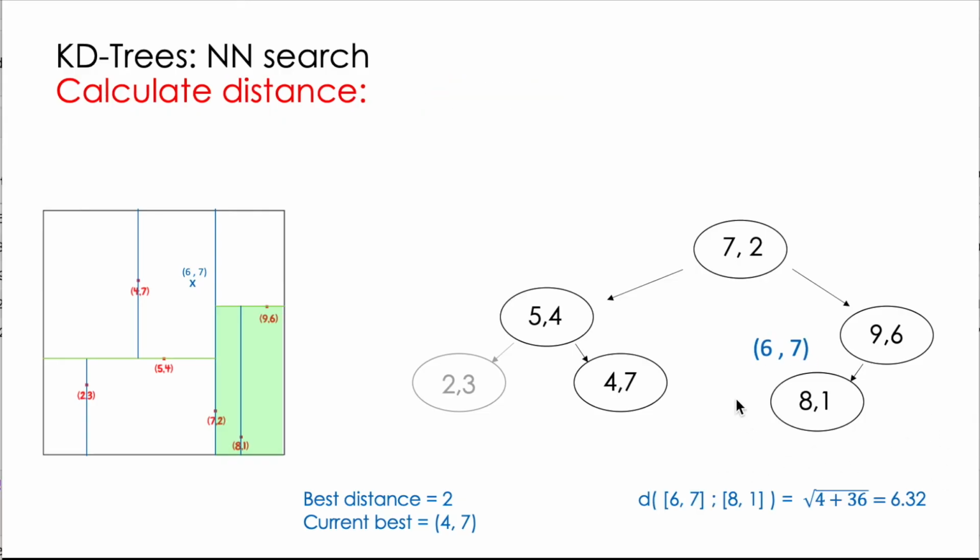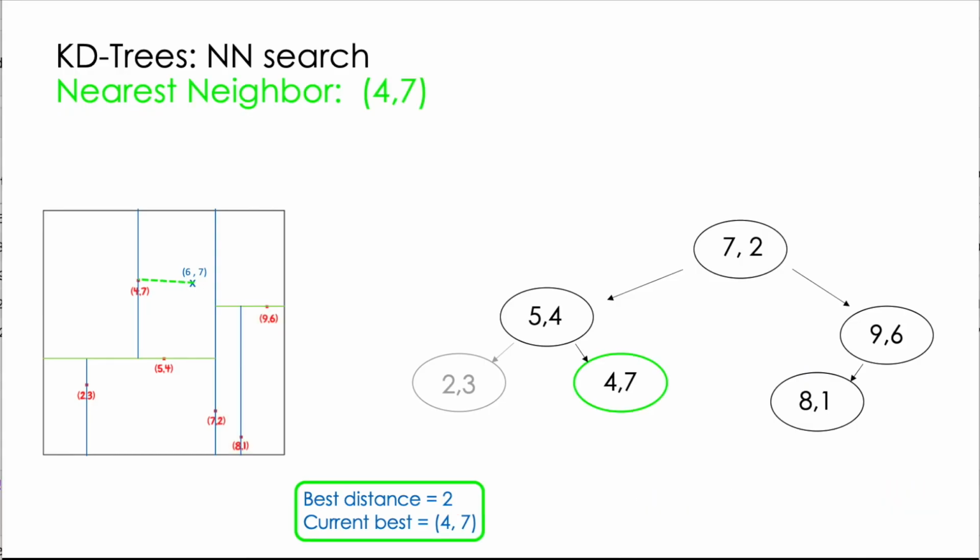We calculate the distance between 6,7 and 8,1. This distance is huge, right? It is this point right here. So the distance is 6.32. We compare it with our current best distance, and of course it's greater. So we don't update our best distance. And we finish the exploration, and our best data point, in other words, our nearest neighbor, is 4,7 with a distance of 2.